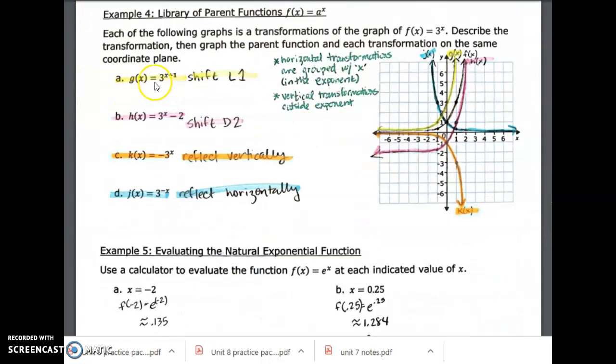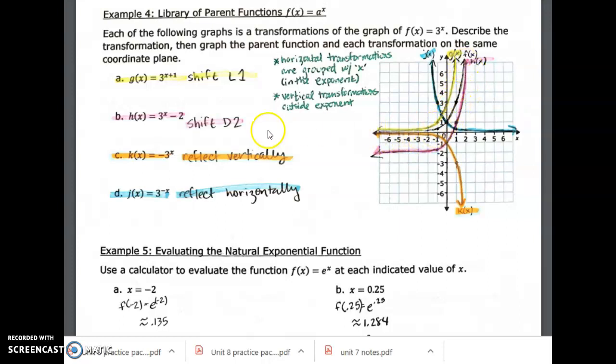So if we take the parent function of 3 to the x, I've graphed that, if you can see, in black here. So I have a point at 0, 1, because 3 to the 0 power is 1. At 1, 3, because 3 to the first power is 3. If I could fit it, it would be at 2, 9, because 3 to the second power is 9. And if I go the other way, 3 to the negative 1 power is 1/3. And again, I start to bottom out, creating that horizontal asymptote again.